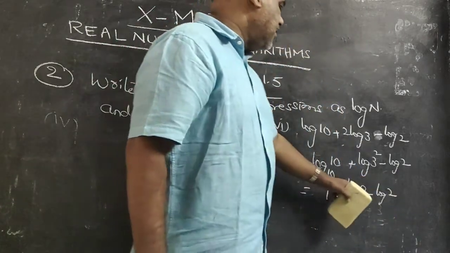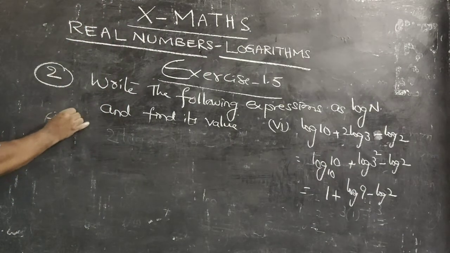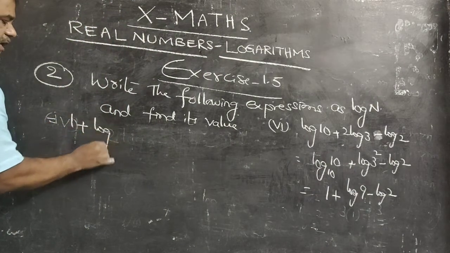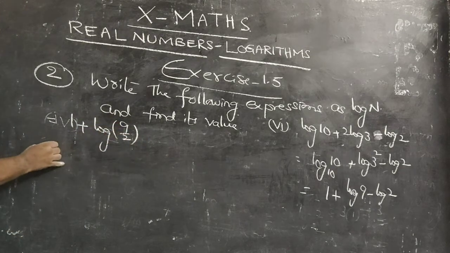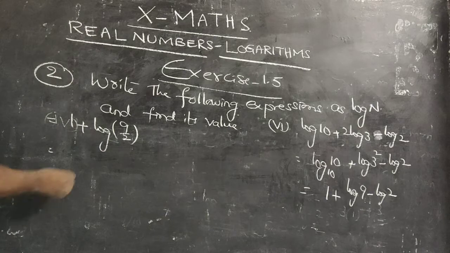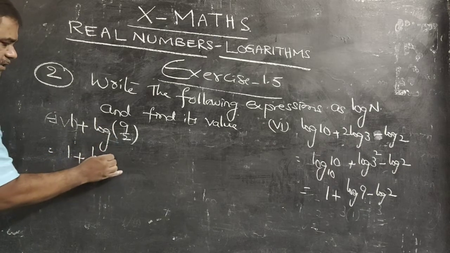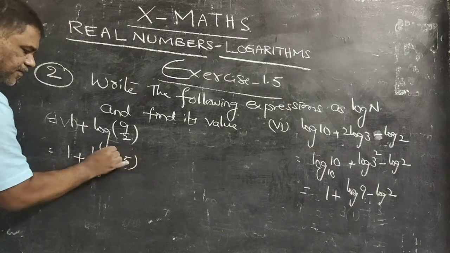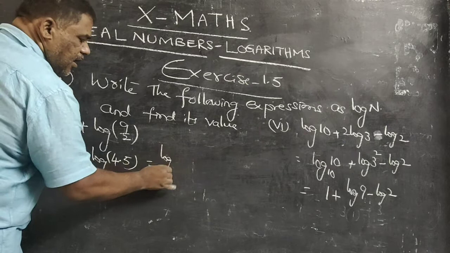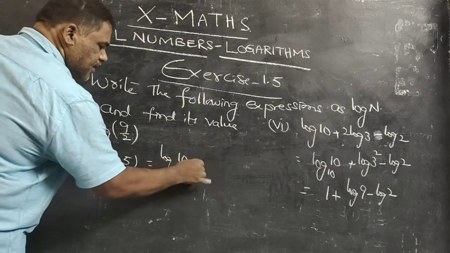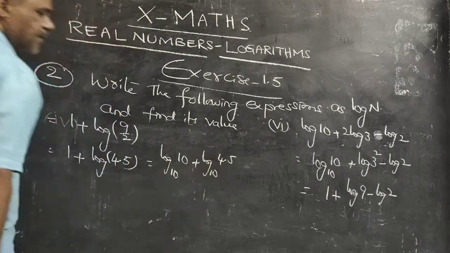Now this is in the form of log a minus log b. Log a minus log b is log a by b. So it is log 9 by 2. One plus log 9 by 2 is log 4.5. Now 1 I write like that only, log 10 base 10. Here log 4.5 base 10.